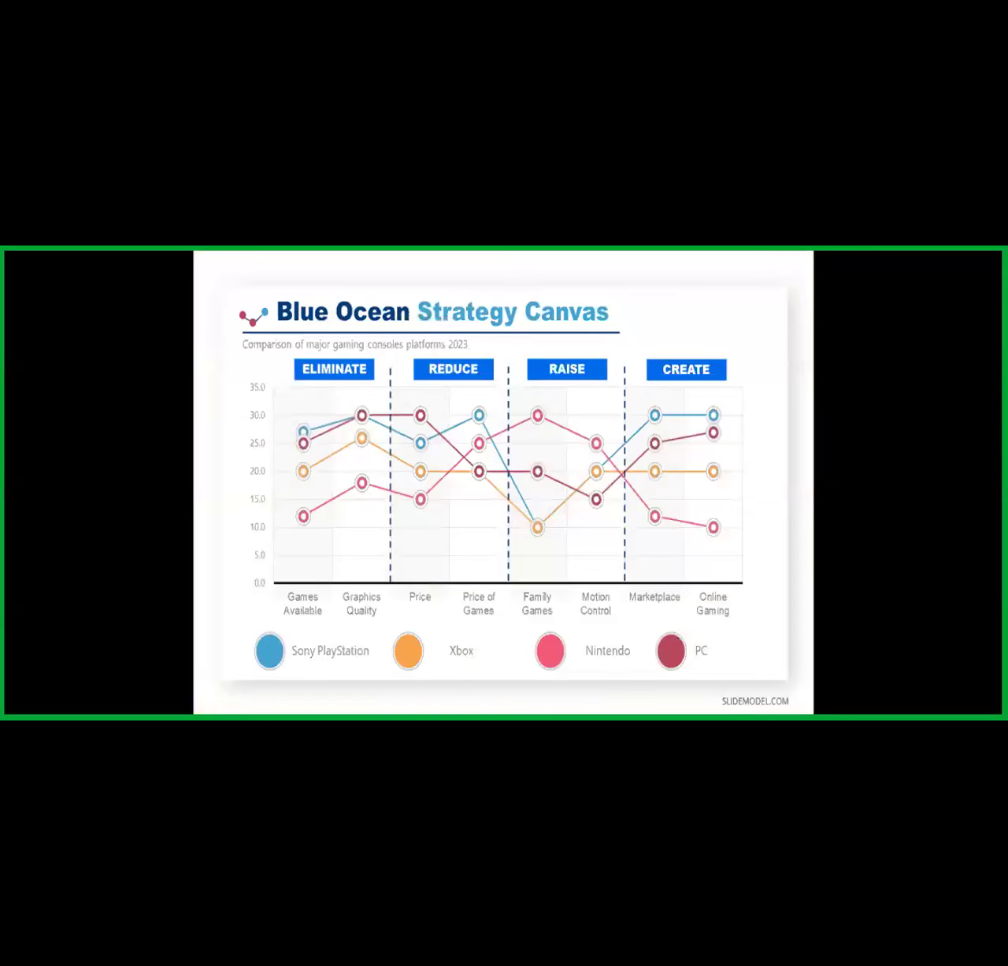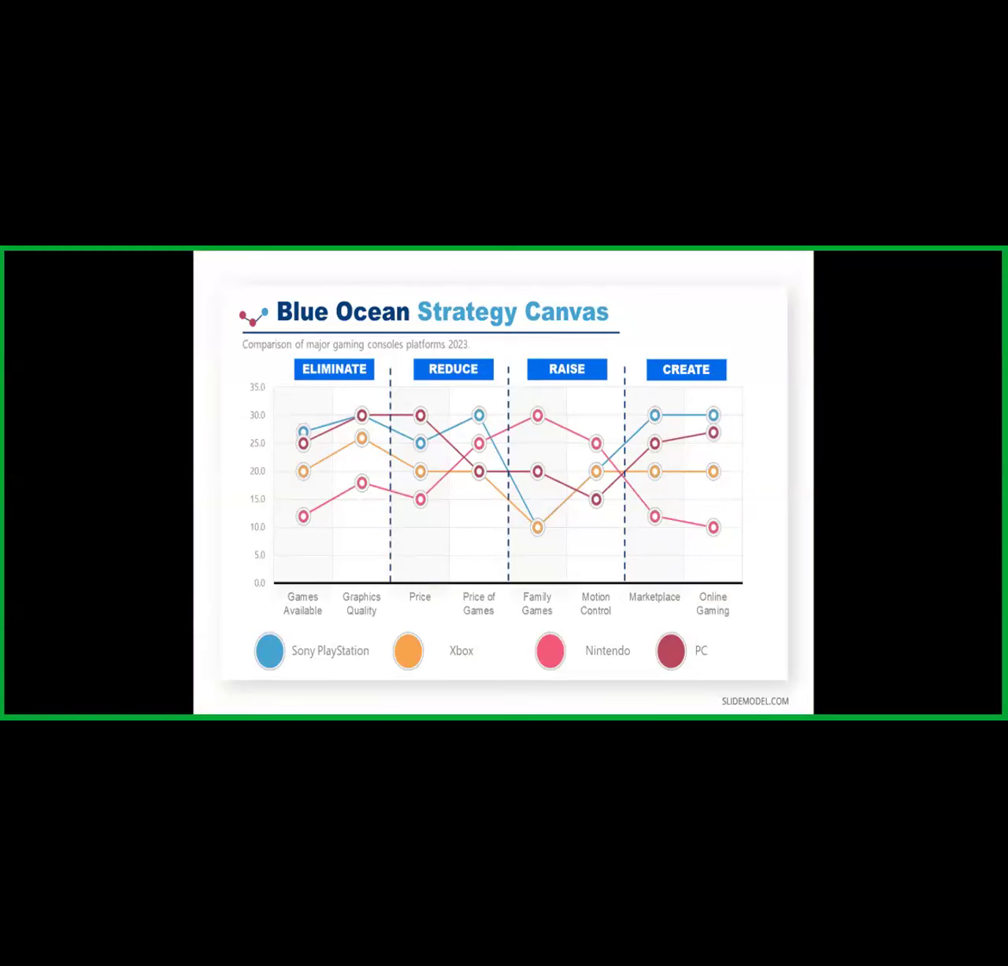Now the next one is the blue ocean strategy canvas. Again, there is very much similarity. You can see the graphic, the ups and downs are there, and different color codings are given. Why are different color codings given? Because we want to check or compare.